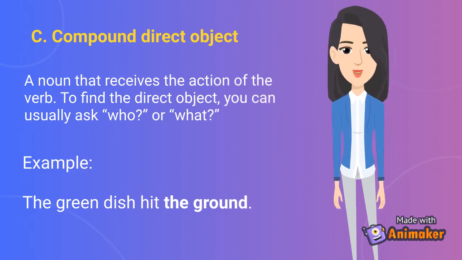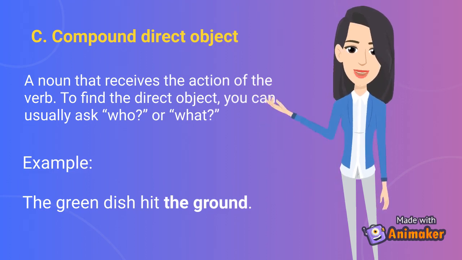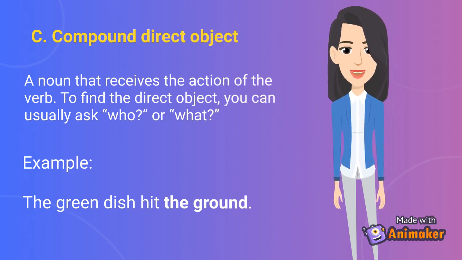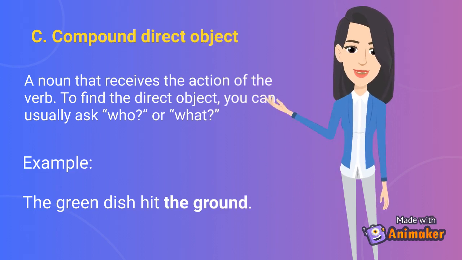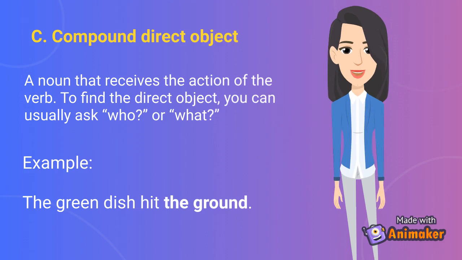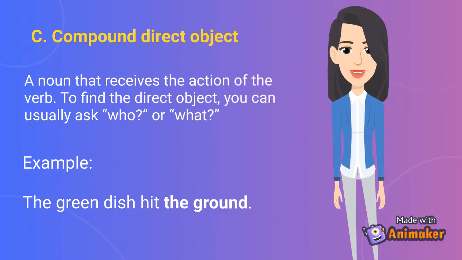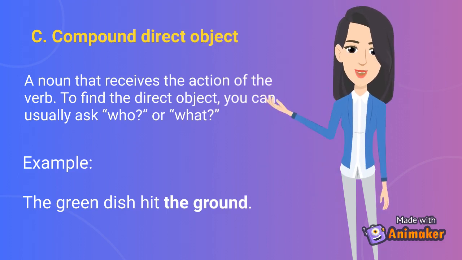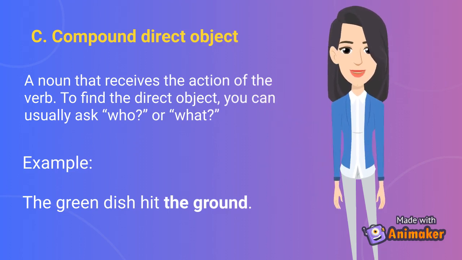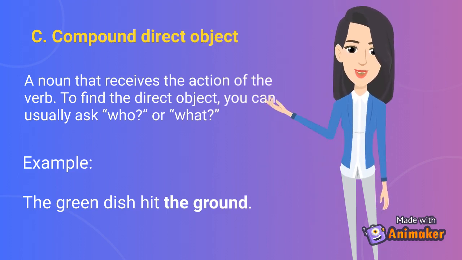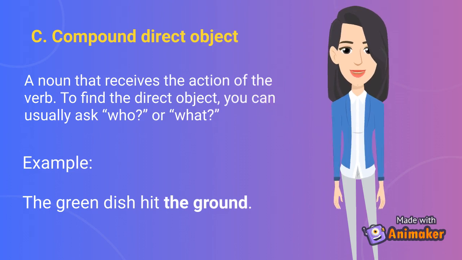So, what did the dish hit? The ground, right? When the ground is added to the rest of the sentence, it shows where the dish broke. Therefore, the ground receives the action, and it means that the ground is the direct object.